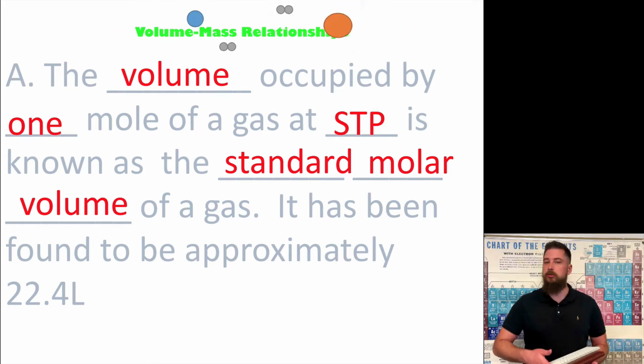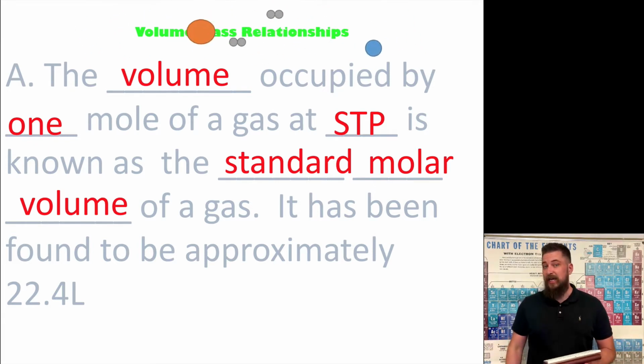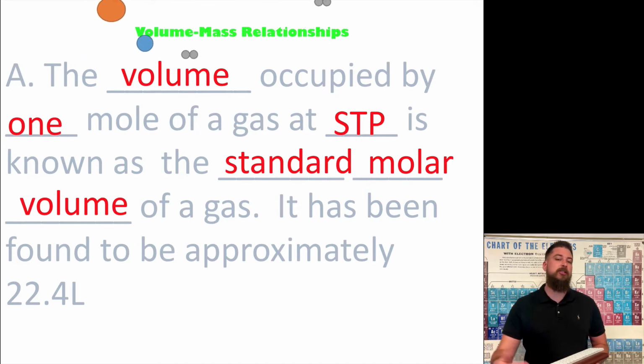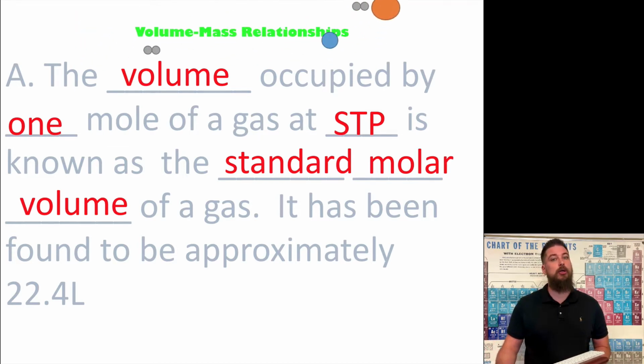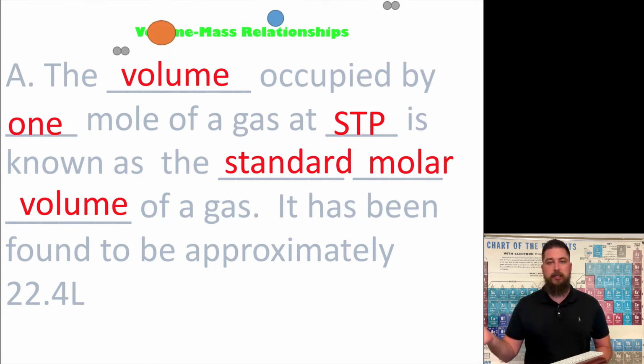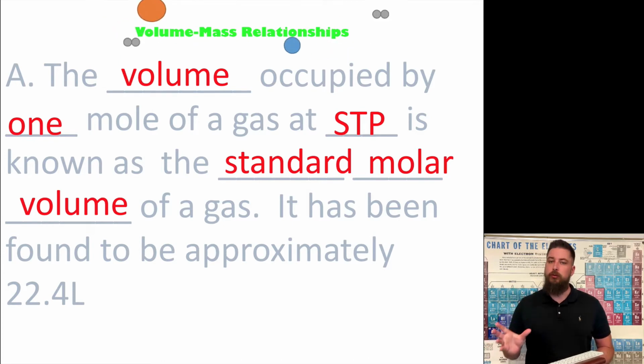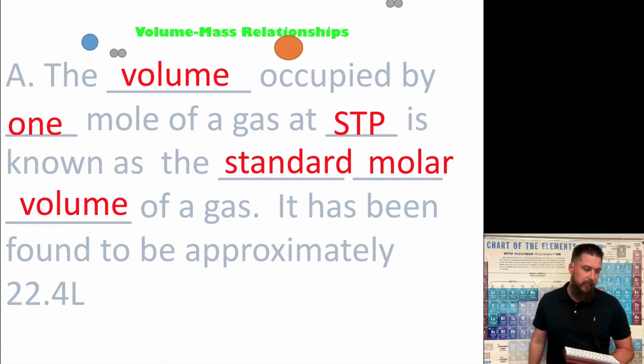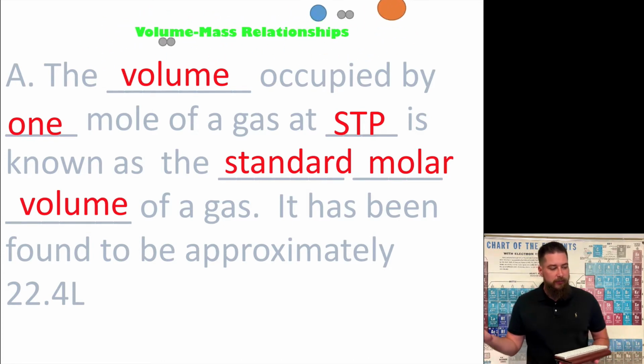So what that means is 1 mole of a gas at standard temperature and pressure is going to be equal to 22.4 liters. And it doesn't matter what gas you have, if it's oxygen gas or nitrogen gas or carbon dioxide gas, 1 mole of it will be 22.4 liters. Just an interesting thing to think about.